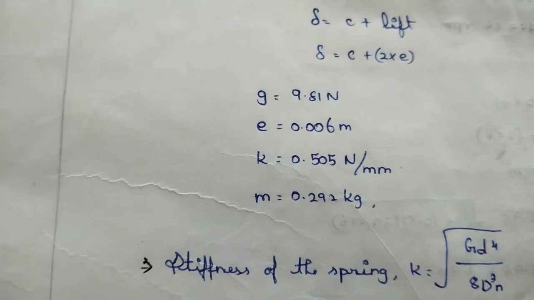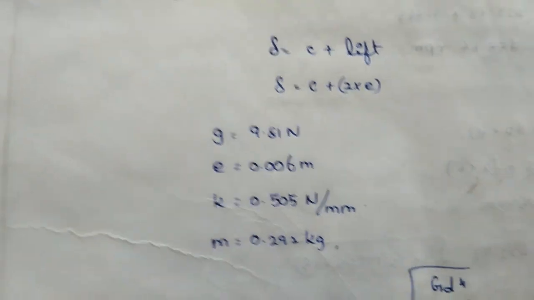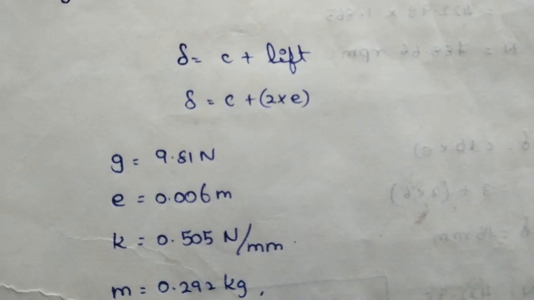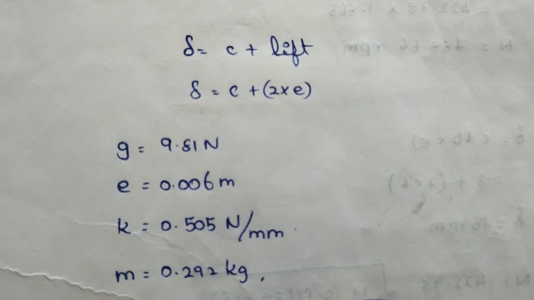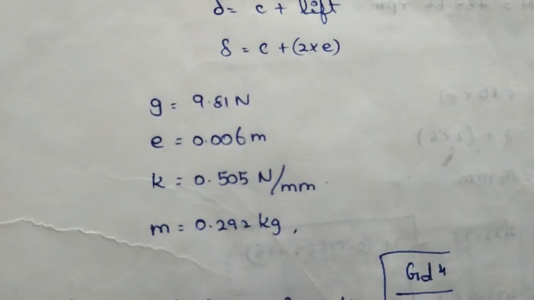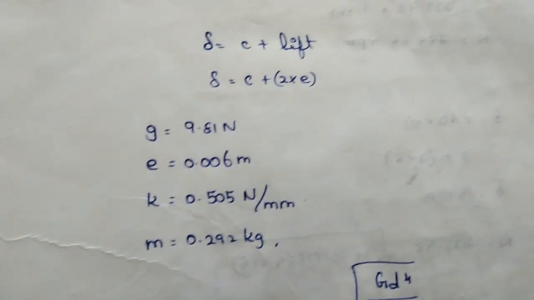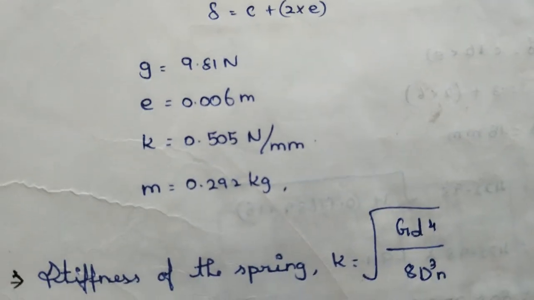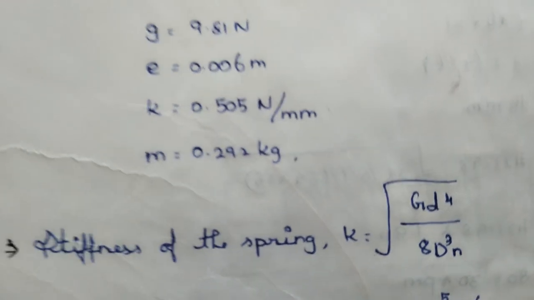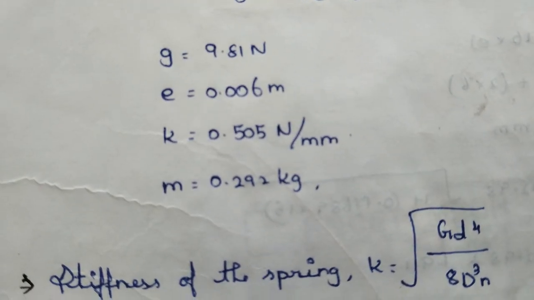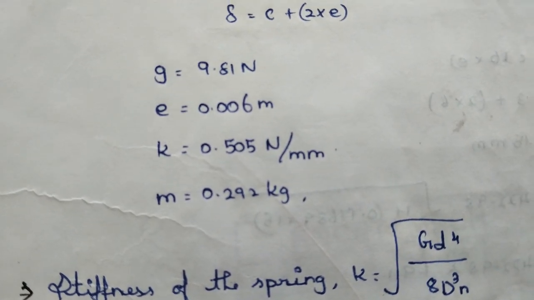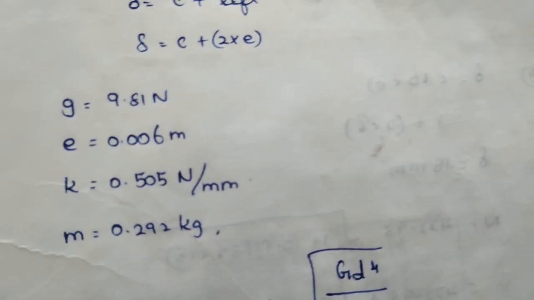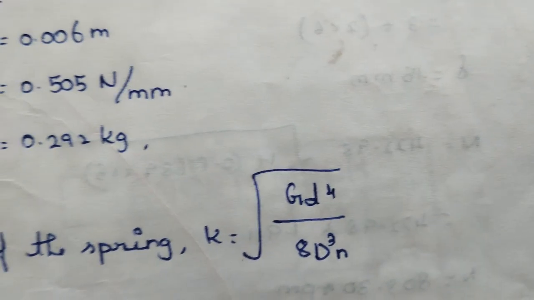Cam jump speed is equal to... Formula used: deflection is equal to compression of spring plus lift, and then del is equal to C plus 2 into E. So we have the standard values: gravity is equal to 9.81, E is equal to 0.06 meter, K is equal to 0.55 Newton per mm, and mass is equal to 0.292 kilogram.